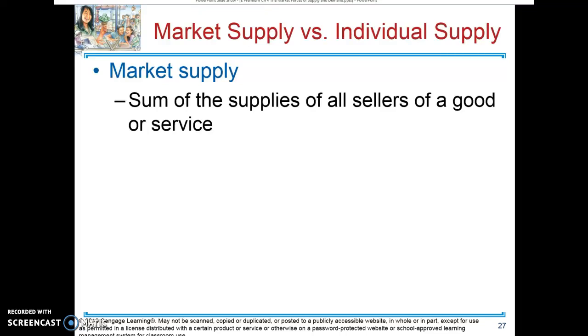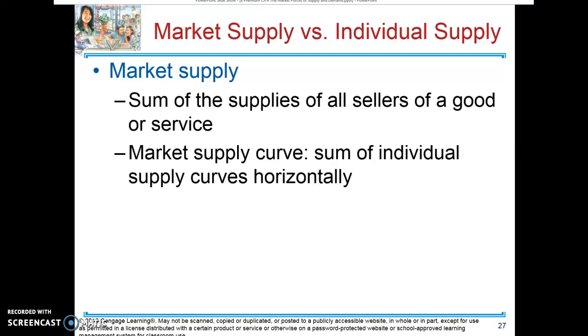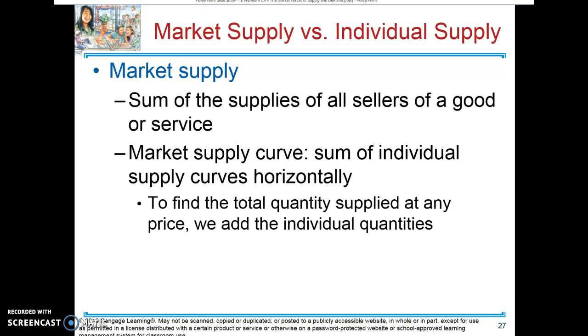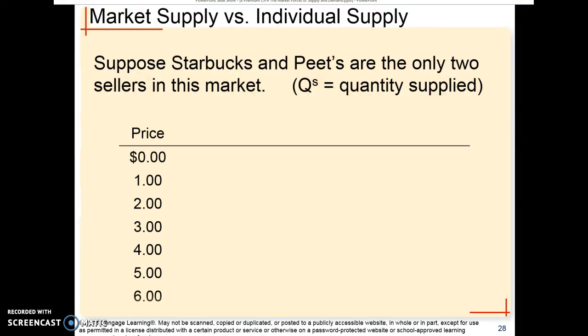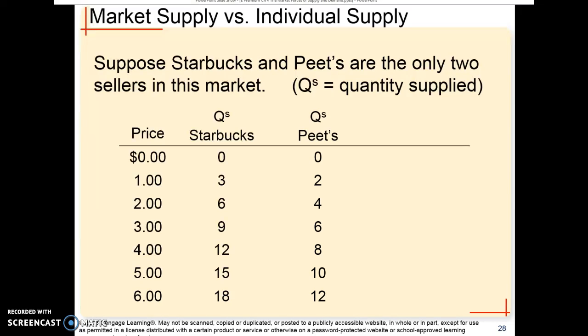Market supply is defined as the sum of the supplies of all sellers of a good or service. The market supply curve is the sum of individual supply curves horizontally. So to find the total quantity supplied at any price, we add up all the individual quantities. So here we have two different suppliers of lattes, Starbucks and Peet's. Again, we're simplifying, but that's fine.